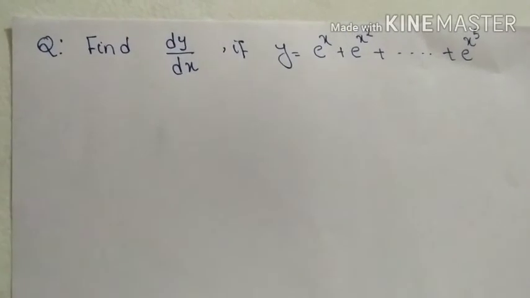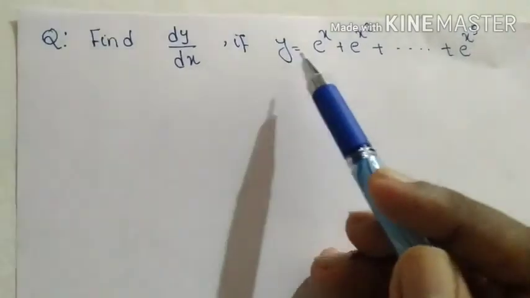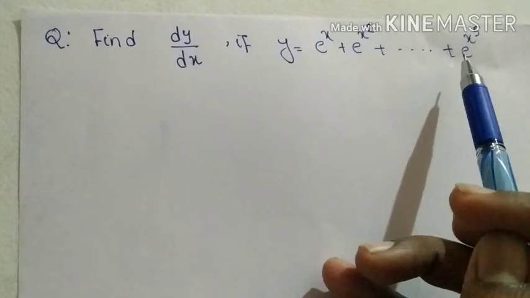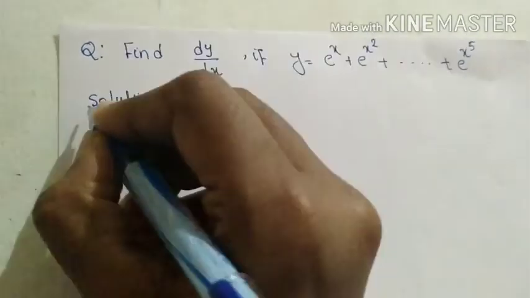This is our next question. We need to find dy by dx if y equals e raised to x plus e raised to x square plus etc. plus e raised to x raised to 5. So, let's start the solution of this question.